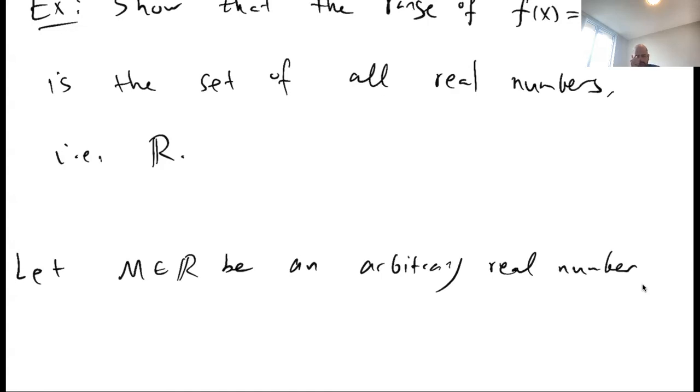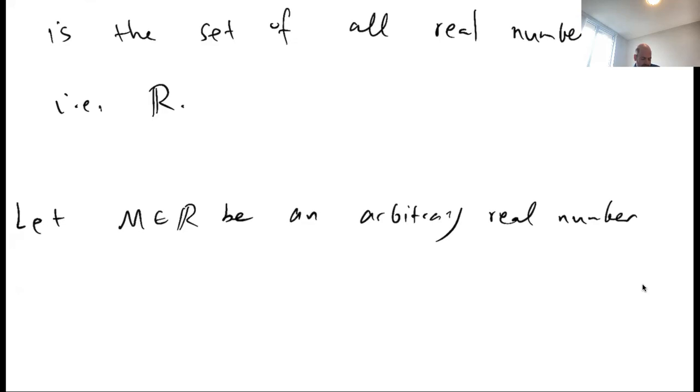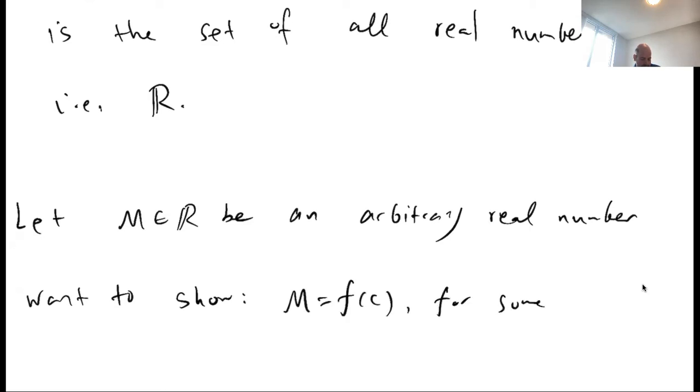So how can we show that the range is all real numbers? That means we have to show that any real number m can occur as an output of this function, because range means the set of all outputs, right? So if I show that every real number can happen and will happen as an output for f, that means the range, or the set of all outputs, is the set of all real numbers. So let m belong to R be an arbitrary real number. Then we want to show m is equal to f of c for some c in R.